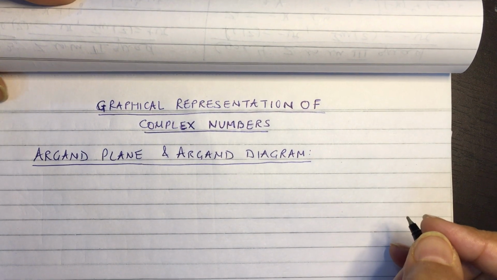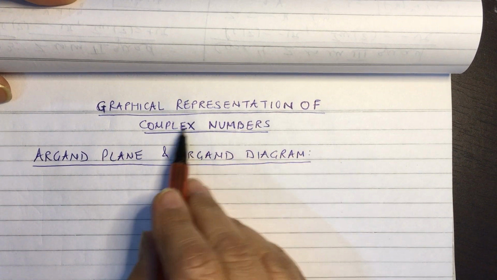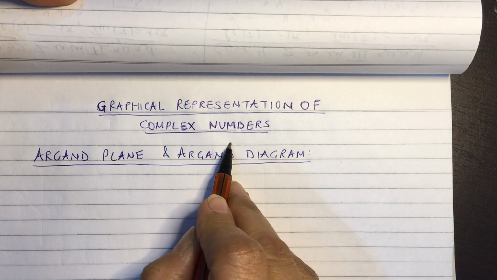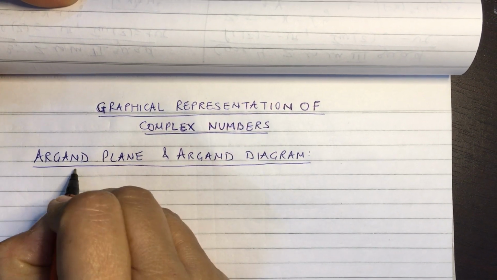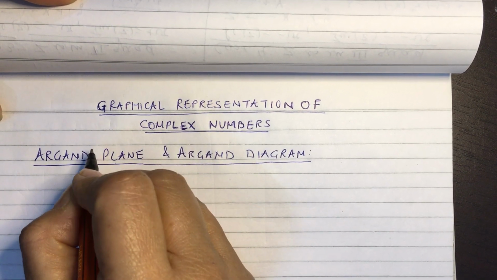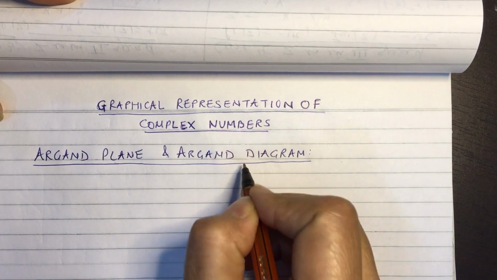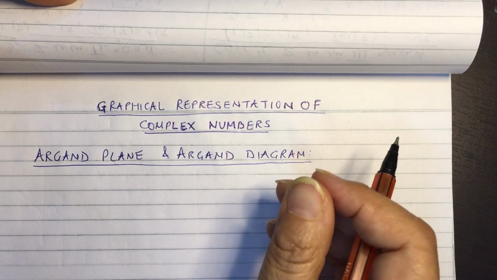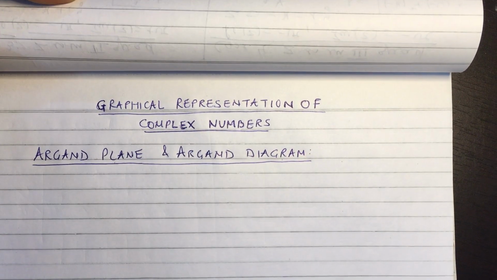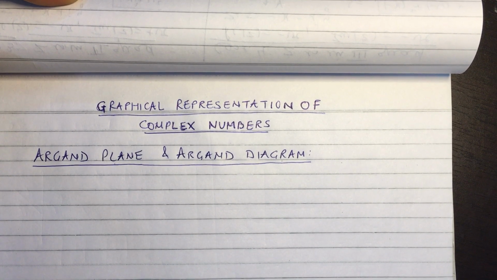Good morning. Today we are going to start with the next topic, that is graphical representation of complex numbers. Now we use a plane called the Argand plane to do the graphical representation, and the actual representation is called the Argand diagram.